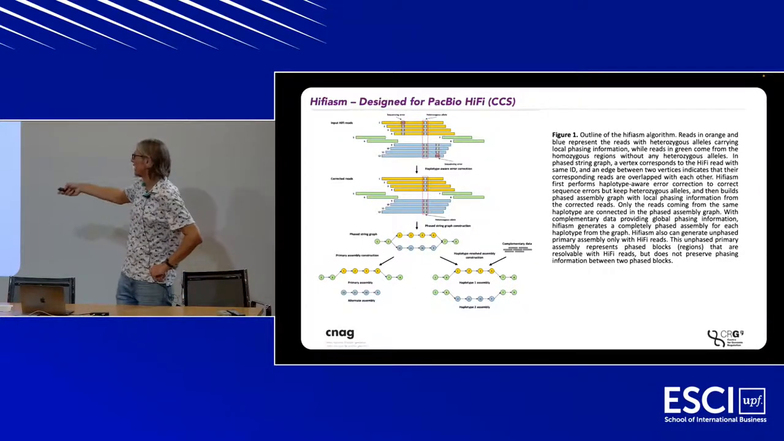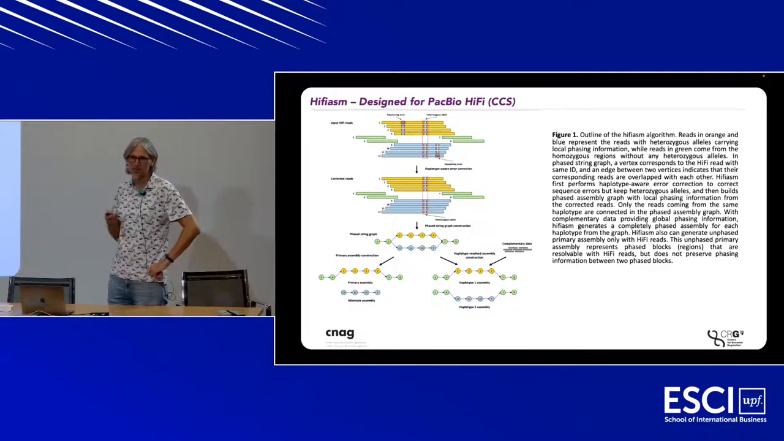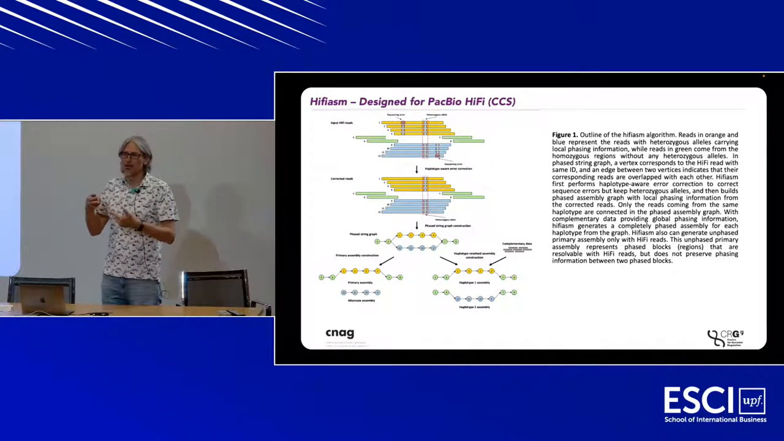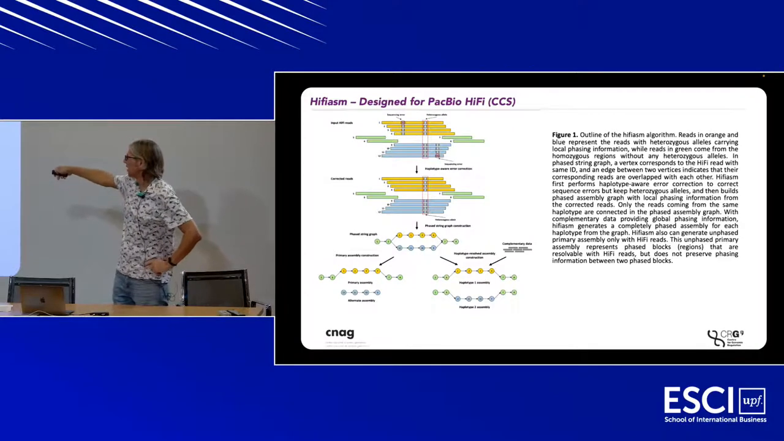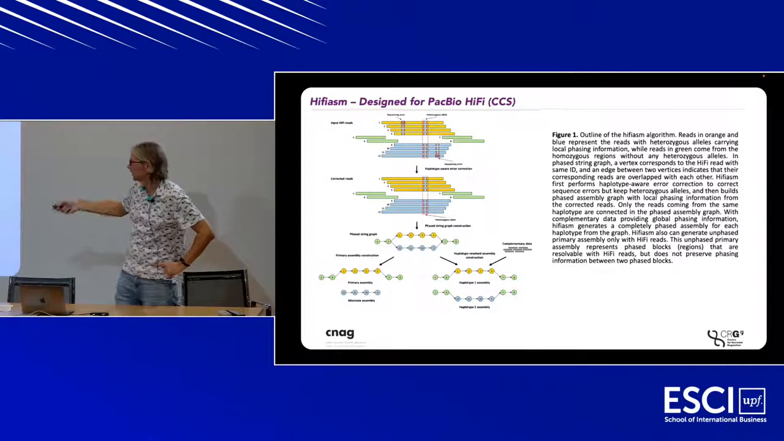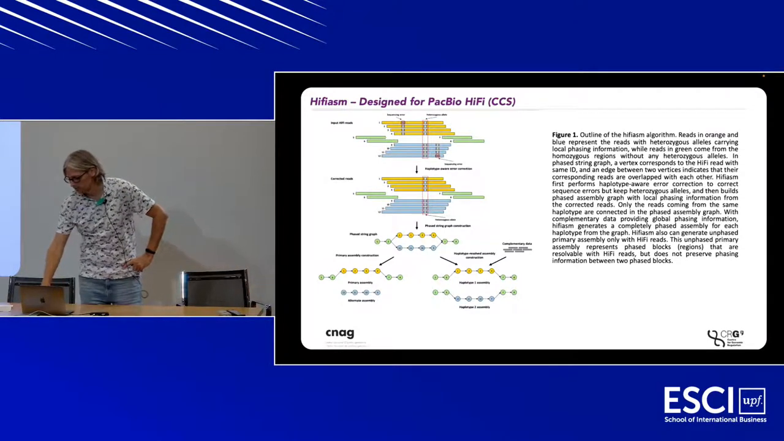If you know it's haploid, you know that there are no alleles. So everything you're correcting is an error, right? But anyway, Hifiasm does a haplotype-aware correction and then assembles the reads. And this is working out really, really well. And the HiFi reads make this possible.